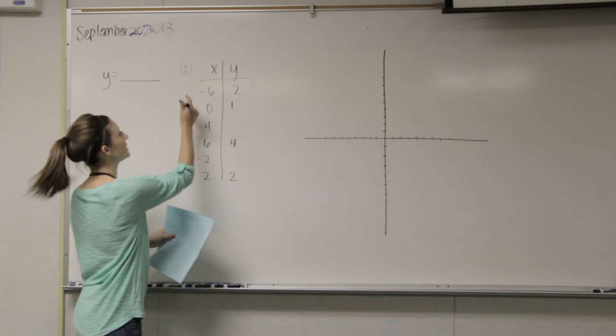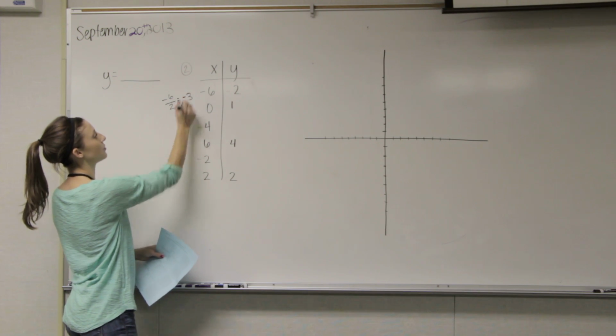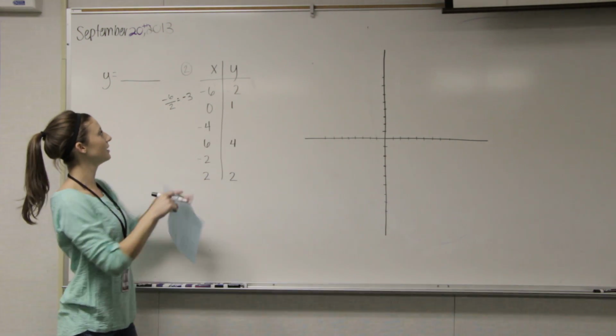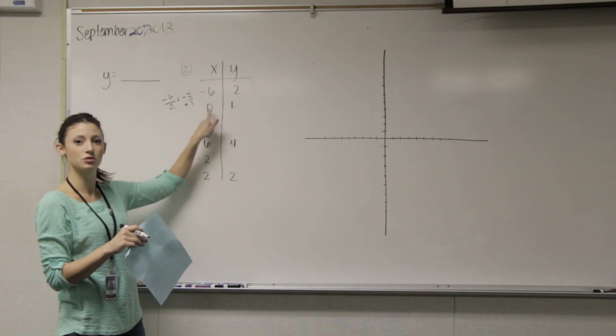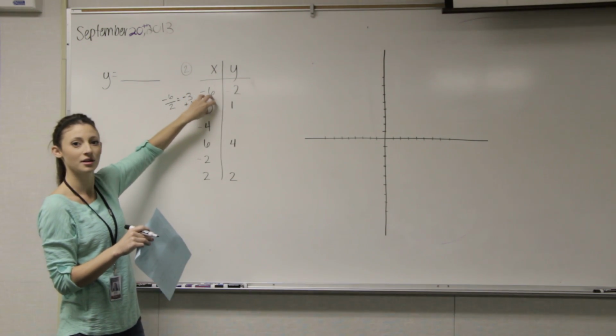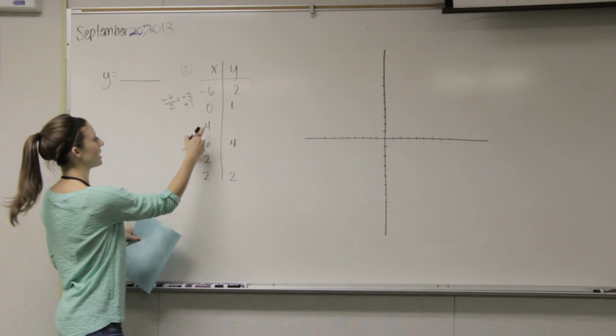So if I did -6 divided by 2, I would get -3. To get here, I'd have to add 1. And I can see this 0, 1 is a huge clue because if I divide anything and I have a 0, I'm going to get a 0, so add 1. So I'm going to check this one.